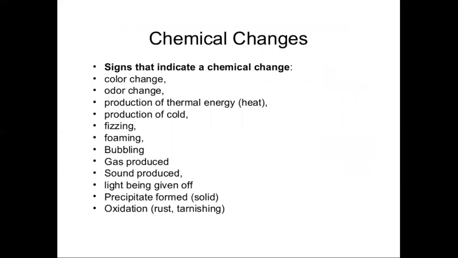Chemical changes. Signs that indicate a chemical change: color change, odor change, production of thermal energy, production of cold, fizzing, foaming, bubbling, gas produced, sound produced, light being given off, precipitate formed, rust or tarnishing, which is also known as oxidation.